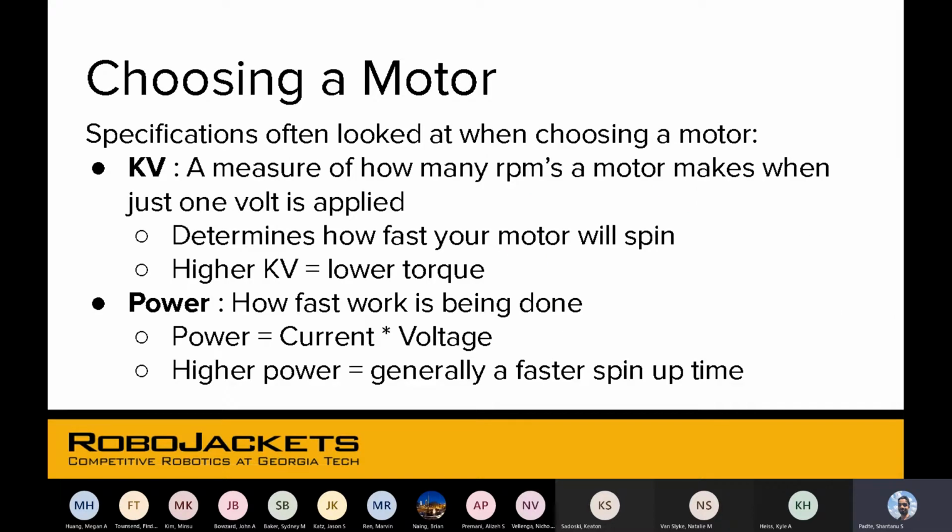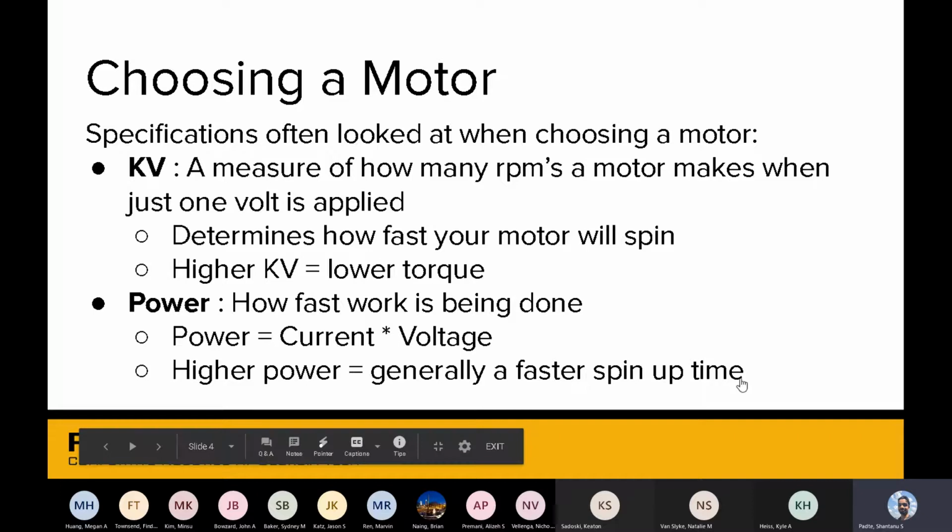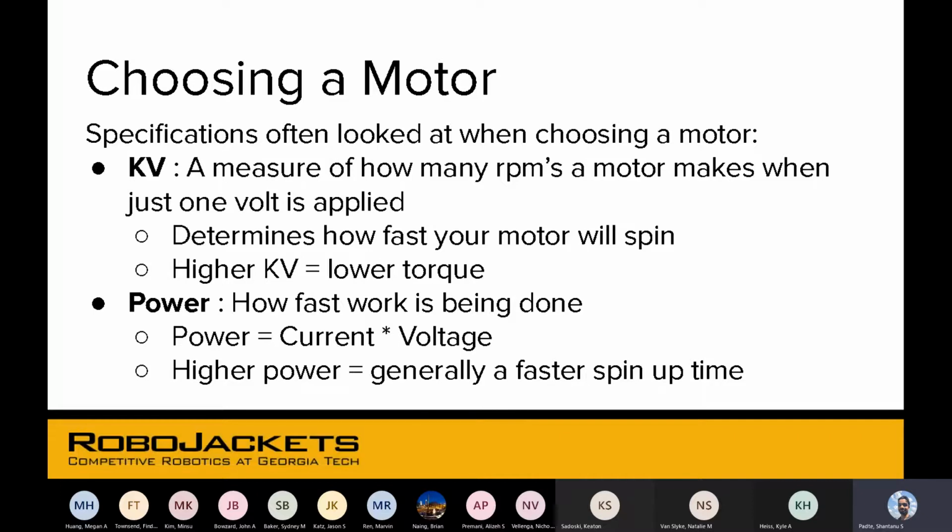How do you choose a motor? A motor has a lot of different specs that you want to take care of. So kV, I don't know exactly what it means. I've heard 2 different things. It's either the constant of voltage or the constant of velocity. But what it basically means is how many RPMs a motor makes when 1 volt is applied. So RPM per volt determines how fast your motor will spin. Higher kV equals lower torque. So if you want more torque, you have to pick a lower kV for your motor.